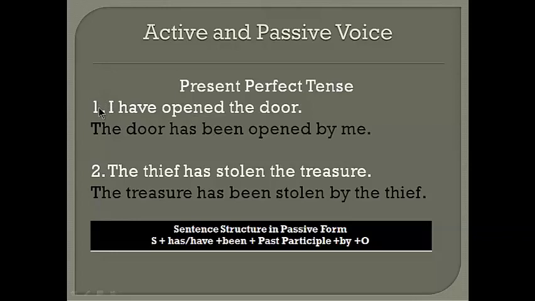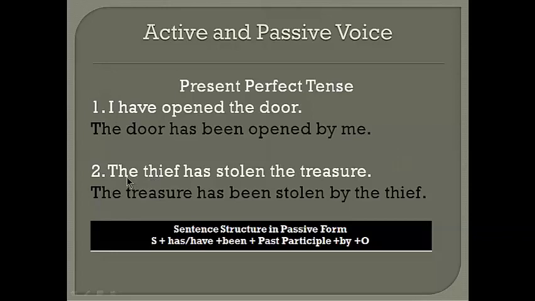If you look at example number 1, I have opened the door. The door is the object which goes to the subject place. The door, as it is singular, therefore we have already inserted here has, and it should be followed by been. The door has been opened by me, where opened is the third form or the past participle form of the verb, and by me is added because we have I in the subject place in the active sentence, which changes into me.